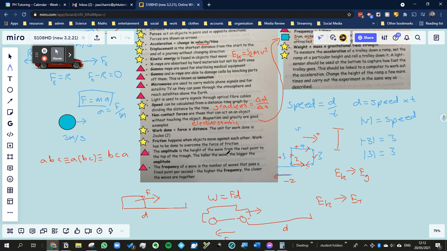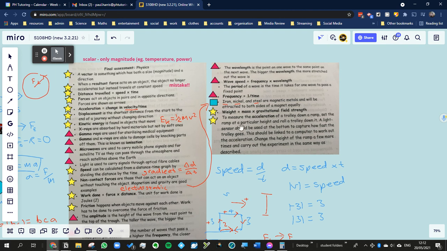Non-contact forces. Okay, weight is equal to mass times gravitational field strength. I guess briefly, let's understand the difference between weight and mass. Mass is how much stuff there is. You can imagine everything's made out of atoms, and each atom is made out of protons, neutrons, and electrons. We can think of all that as stuff, as it were. And how much stuff is there? That is what mass is.